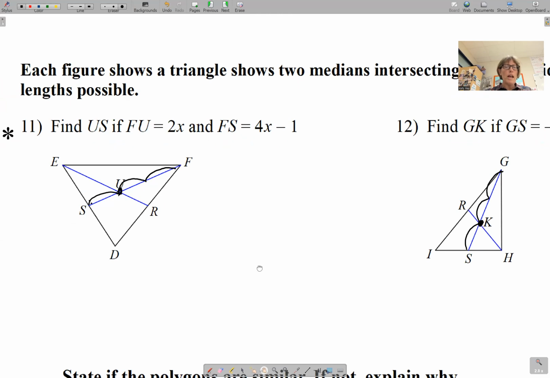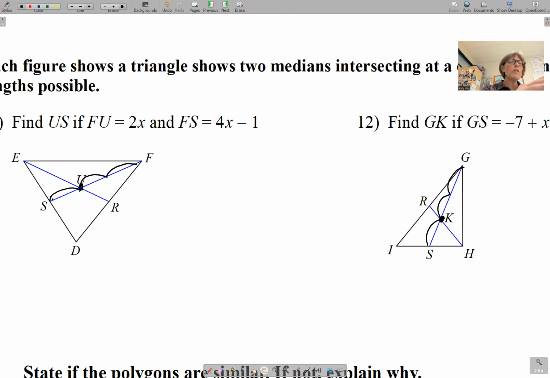So the one on the left, what are we given here? We are given F to U, which is the blue, and we're given F to S, which is the green. And what's there but not given anything is S to U, which is the red.